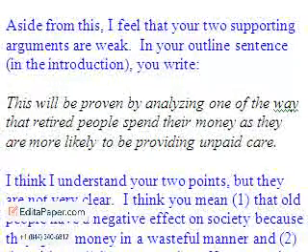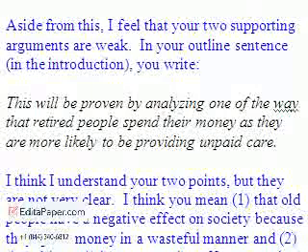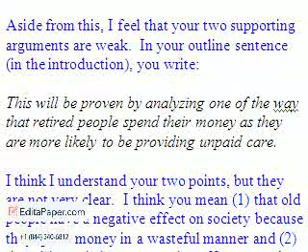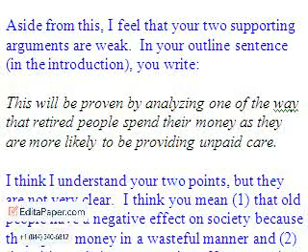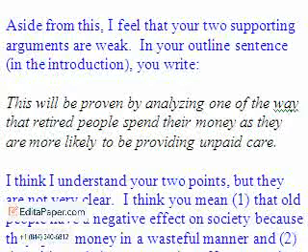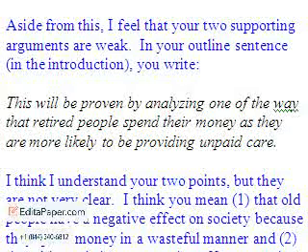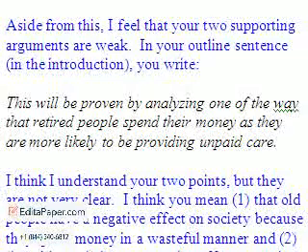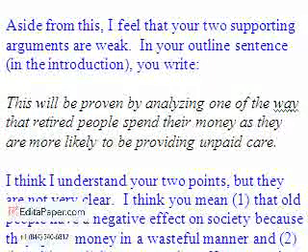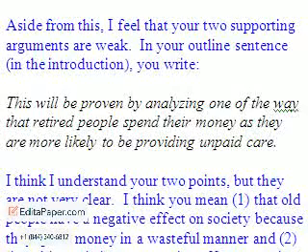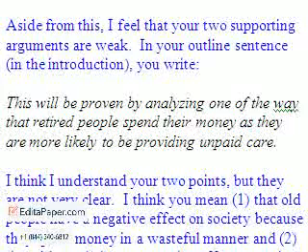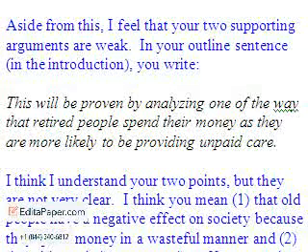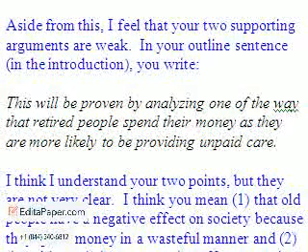Okay, now we come to the outline sentence. And my comment to them was, aside from this, I feel your two supporting arguments are weak. In your outline sentence, in the introduction, you write, now here's the student's outline sentence in black: This will be proven by analyzing one of the way that retired people spend their money, as they are more likely to be providing unpaid care.